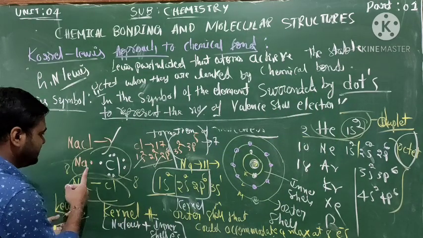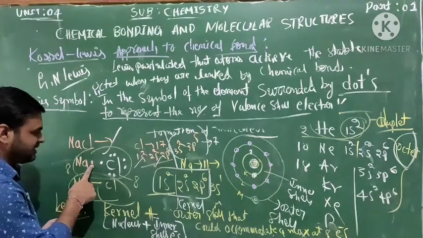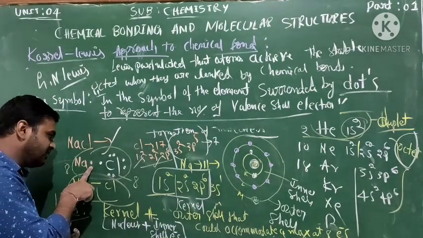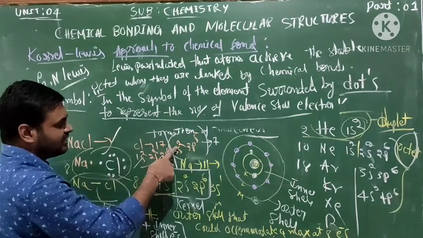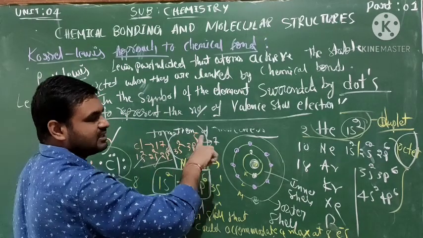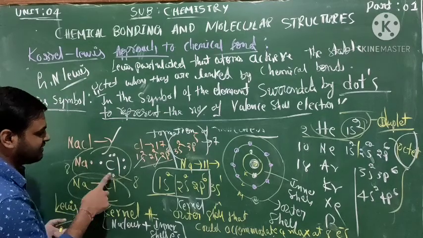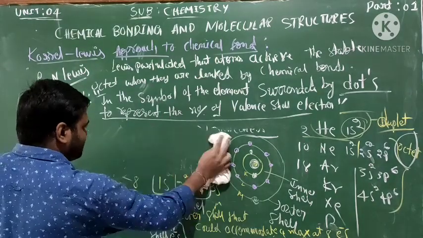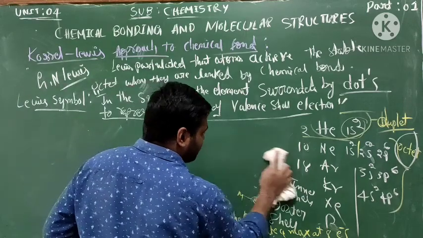See here, this is sodium. We represent one outer shell electron as a dot, and for chlorine, the 7 outer shell electrons we represent like this. These dots we call Lewis symbols. Okay, let me go into detail.